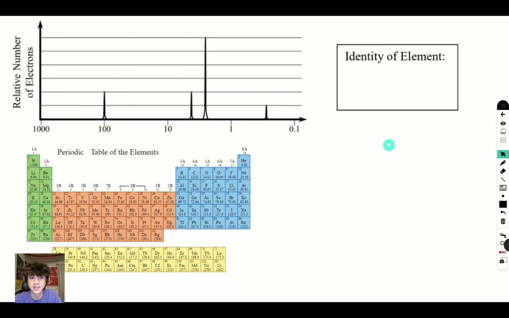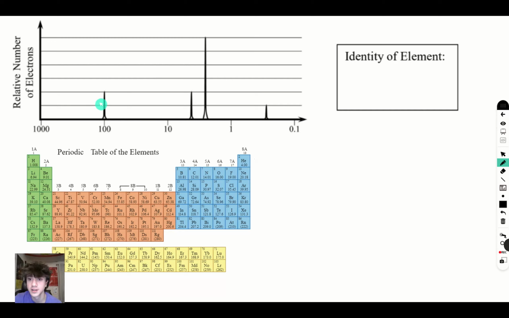Today we're taking a look at 1.6 photoelectron spectroscopy. Let's just get into the first question. Here we're given the photoelectron spectroscopy of an unknown element, and we have to label each one of the peaks by its orbital and also find the identity of the element.